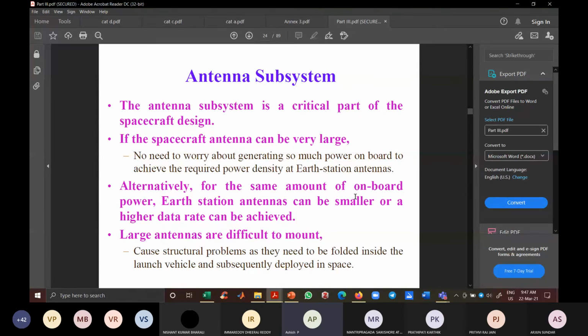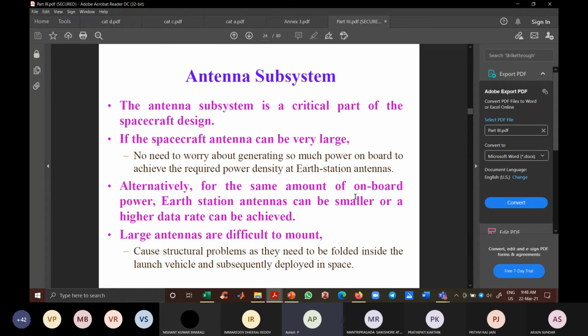What I'm trying to do is go in the reverse direction for module 3, because if I start with the attitude and orbit control system, then the power subsystem, thermal subsystem, by the time we reach the communication system and antenna subsystem, you will lose energy. So first I am cracking the difficult one, the antenna subsystem. If we are comfortable, then slowly we can go back to the communication subsystem.